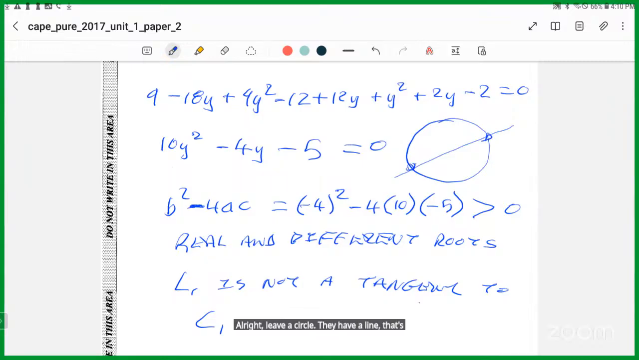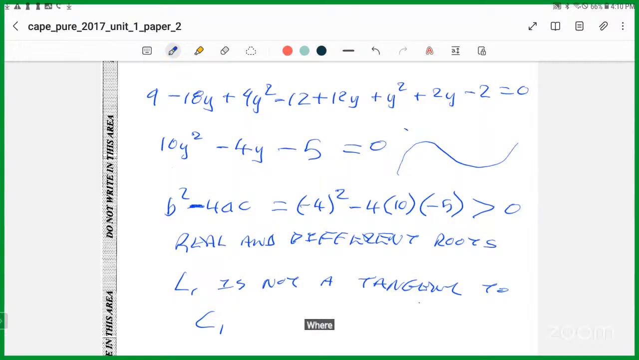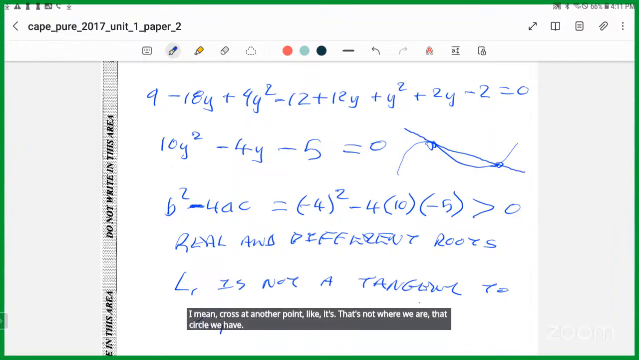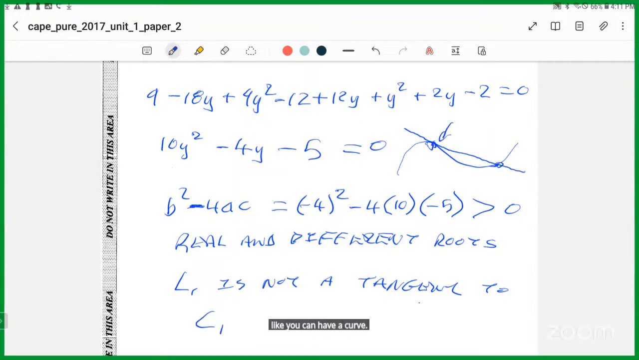It can't be a tangent like a tangent or what we call a secant line like that. So a tangent, because a circle we have now, to be like this. Right? It's not like it's a curve where it can be a tangent at one point and then cross at another point like this. That's not what we have. It's a circle we have. Because you can have a curve that's a tangent at one point and cross at another point, like a cubic curve like this one. That's just true. What we have here is a circle and a line.